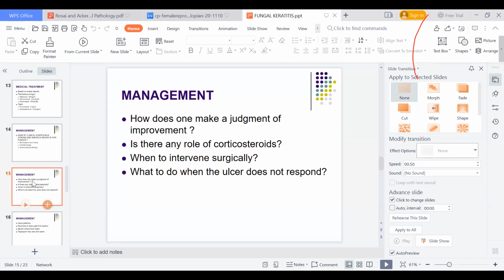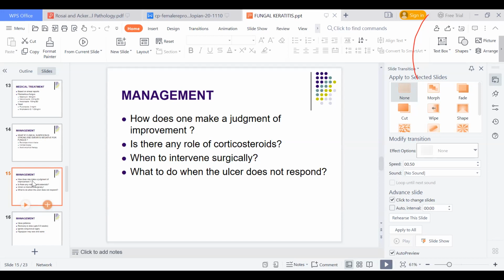So how does one make a judgment of improvement? Or is there any role of corticosteroid in the management of fungus? When to intervene surgically, or when do you say that medical treatment is not working? And what to do when the ulcer does not respond? These are the questions we commonly face in our clinical practice. The judgment of improvement is that all of us are aware that the signs and symptoms would reduce, and you will notice scarring at the advancing edges of the ulcer.